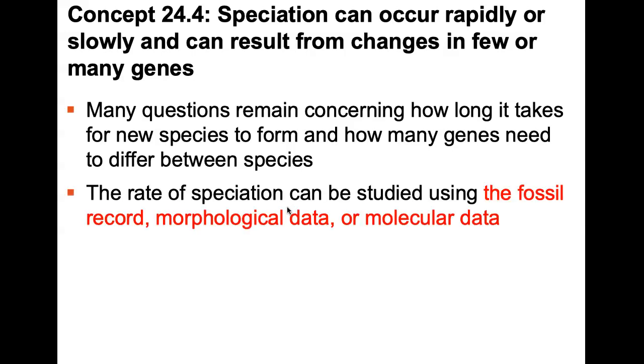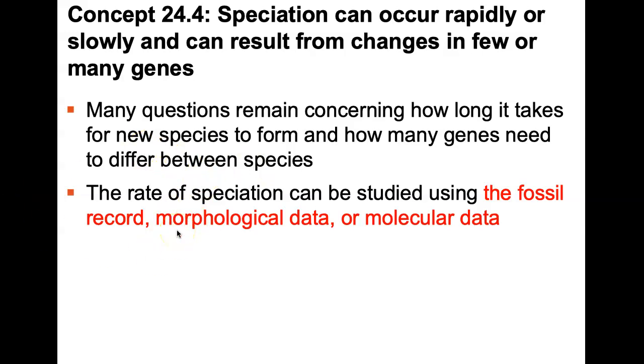So how long does it take? We really don't know. It really depends, right? However, we can look at the rate of speciation based on the fossil record, for example, right? You can do radioactive dating and see how long it took going from this one species to the next by looking at the fossils. We can look at morphological data.